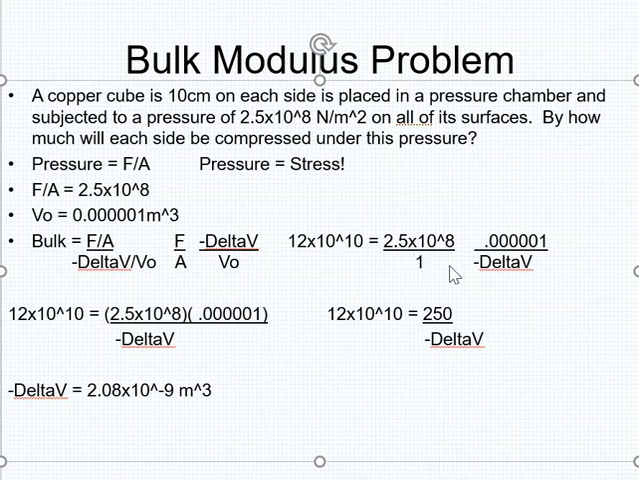If we take the 1 times the negative delta V, we get just negative delta V on the bottom, and then I've pushed these together. Once you multiply those, you get 250. You can then take the delta V, put it for the answer, and put the answer back in the denominator. When you take 250 divided by 12 times 10 to the 10th, you get a negative delta V of 2.08 times 10 to the negative 9th meters cubed, which is the change in the volume under this type of pressure.